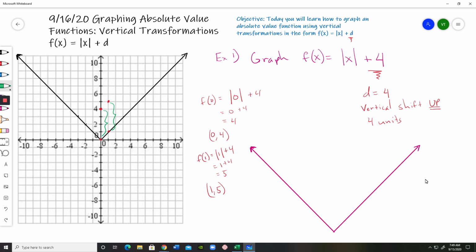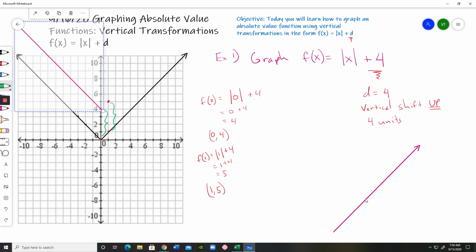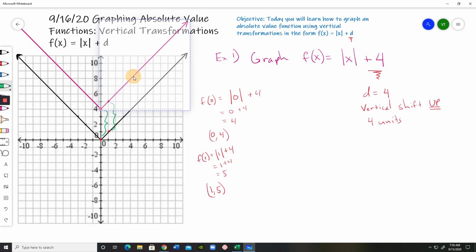To graph it, what I'm going to do is take the exact same shape, but start at 0, 4 instead of starting at 0, 0. And this right here would be our transformed function. Notice nothing else is different. It's still the same shape. It hasn't moved to the left or the right. It hasn't been stretched or compressed or reflected. The only difference is a vertical shift up 4 units. And that's what we're looking at with the letter d.